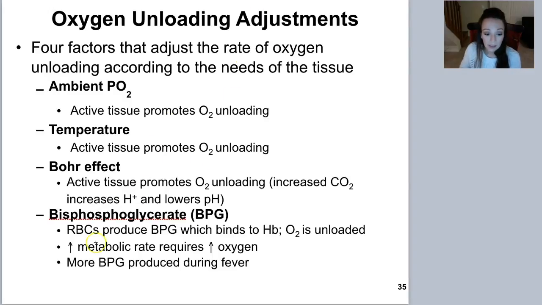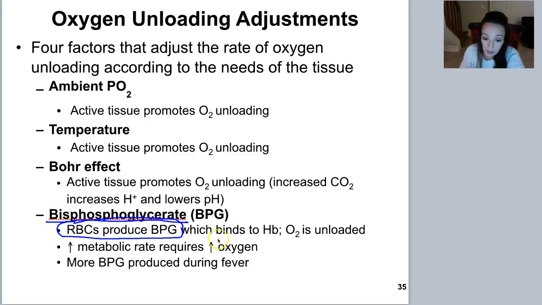Okay, and then finally we have our last factor affecting oxygen unloading, and that is down here involving a molecule called bisphosphoglycerate, or BPG. This is a molecule that is part of a process called glycolysis that we're going to study later in the semester. It's one of the intermediates in this long process of breaking down glucose. But red blood cells are some of the cells in our body that produce a lot of BPG. They produce a whole lot of BPG.